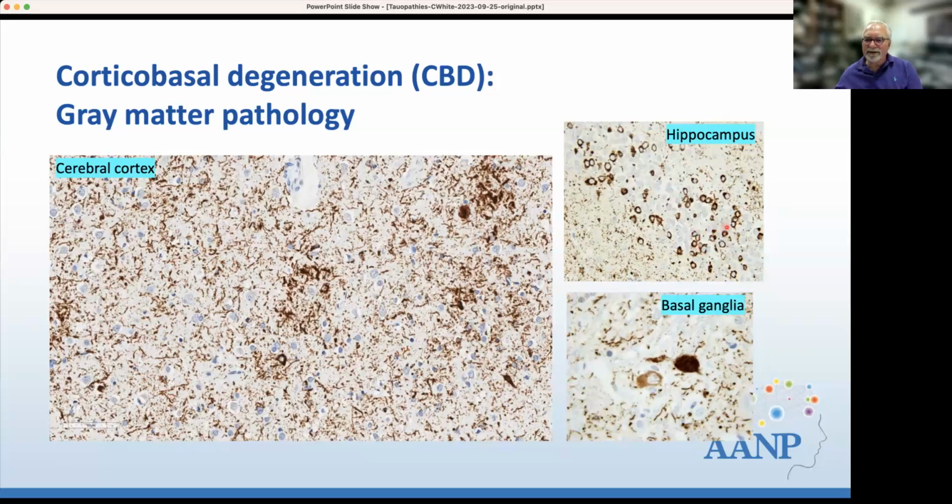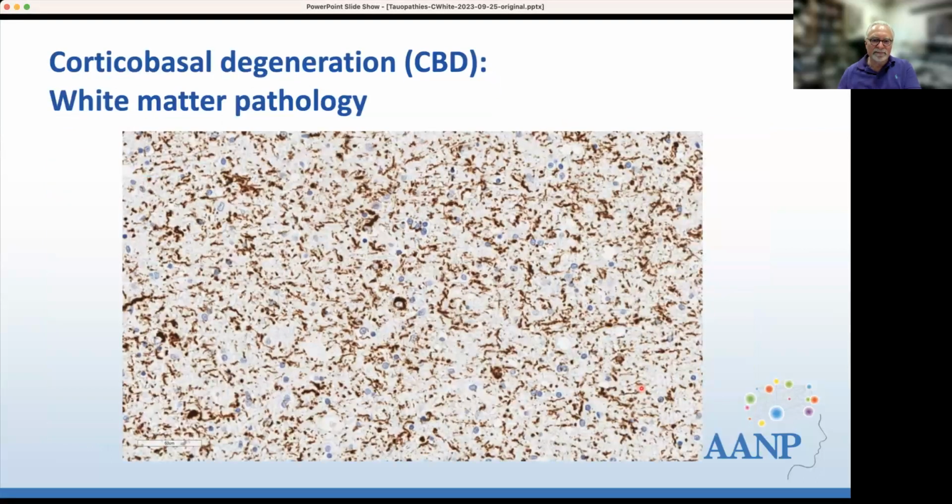In the hippocampus, in the dentate gyrus, it's not uncommon to find these ring-like inclusions around the nucleus of the dentate gyrus neurons. And in the basal ganglia, we see not only a neurofibrillary tangle here illustrated as this dark staining cell, but also this lighter staining cell with kind of dot-like granular immunoreactivity for 4R tau in the cytoplasm. This we refer to as a pretangle.